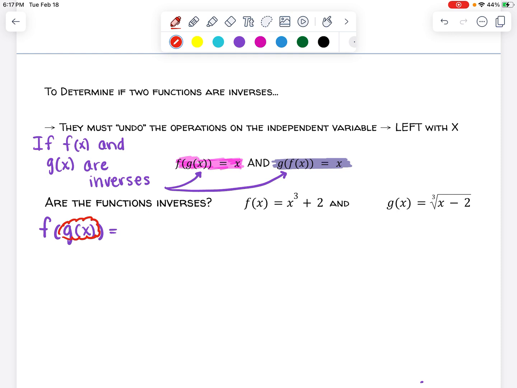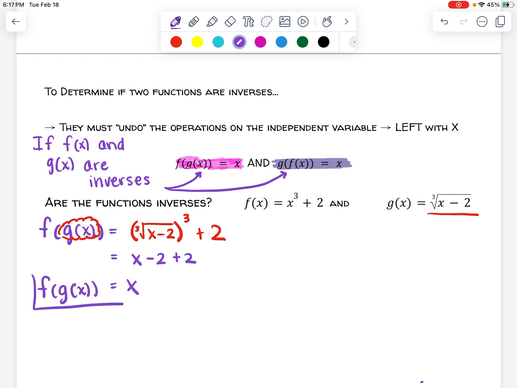Okay, so f of x is something cubed plus 2. What am I putting in there? I am going to put in all of g of x. So I'm going to put all of cube root of x minus 2. And if I go to simplify that, the cube root and cubed are going to be gone because they are inverse operations. So I'm left with x minus 2 plus 2. So I'm left with x. So f of g of x equals x. So that's the first half of the proof.